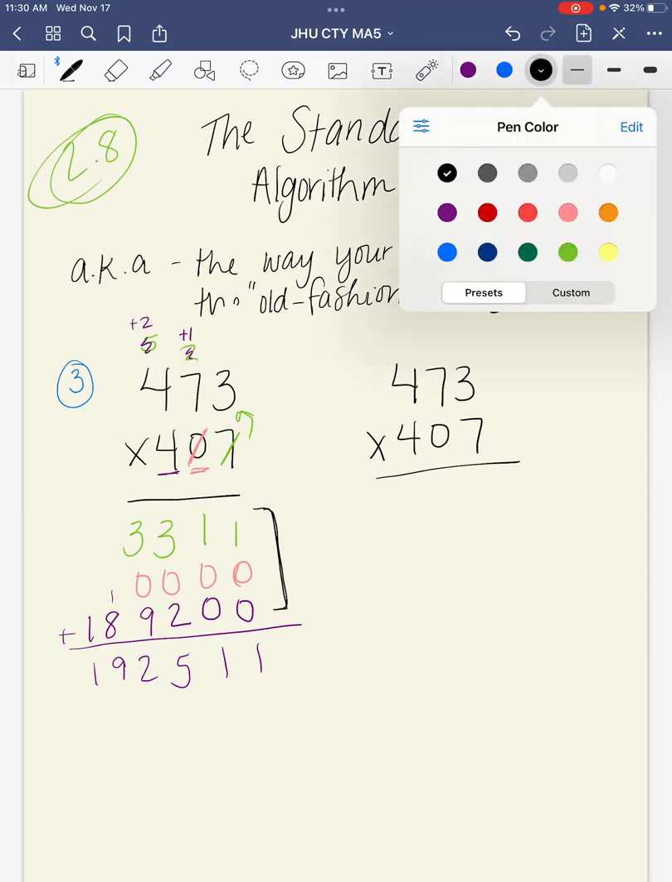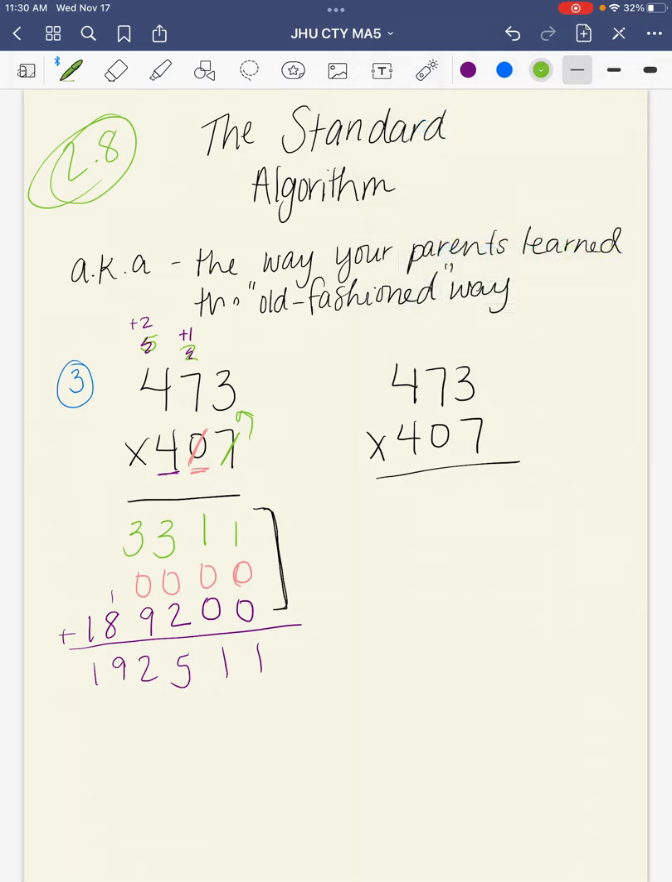So let's show that on this second problem. I'm going to start out the same because I'm not working with a 0 yet. So 7 times 3 is 21. 7 times 7, 49, plus that 2 is 51. 7 times 4 is 28, plus that 5 is 33. So I get the same number starting out. Perfect. I should end up with the same answer. Okay, so I'm done with that 7. Move on to my 0.